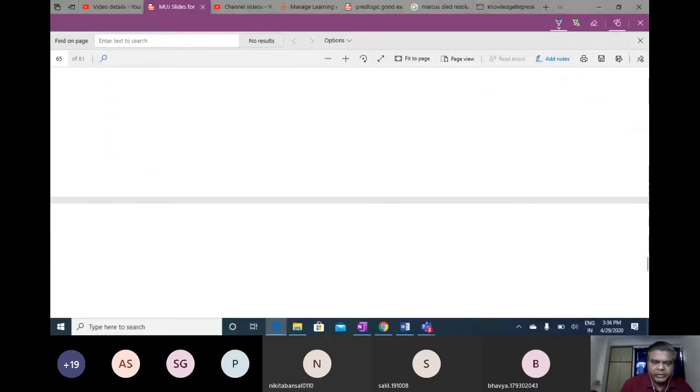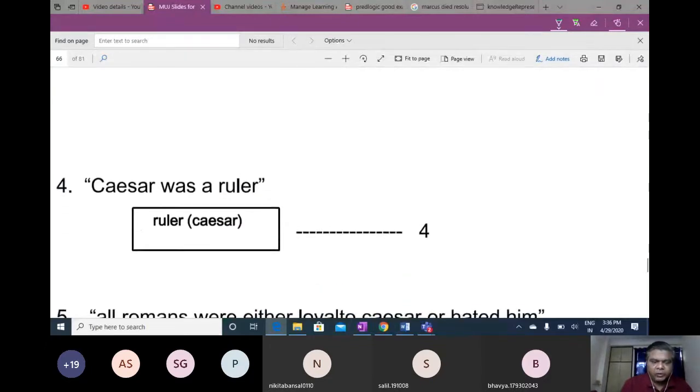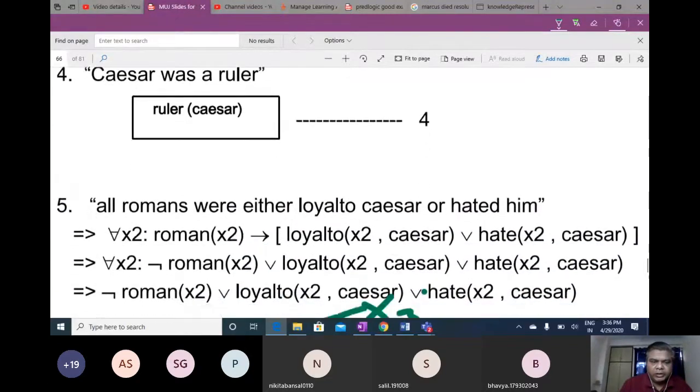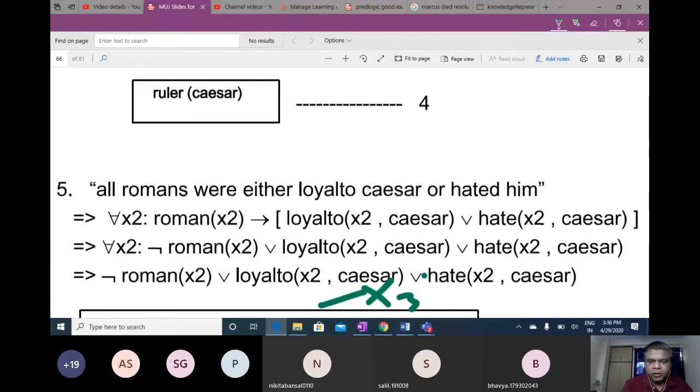Then we continue for the next statement. Caesar was a ruler: ruler Caesar. It is in CNF already, so we don't have to do anything. Now, all Romans were either loyal to Caesar or hated him. First we write the predicate for all x2. Now there is a different variable x2. We are not referring to the same x as earlier. For all x2, Roman x2 implies loyal to x2 Caesar or hated x2 Caesar. That is what this statement is saying.